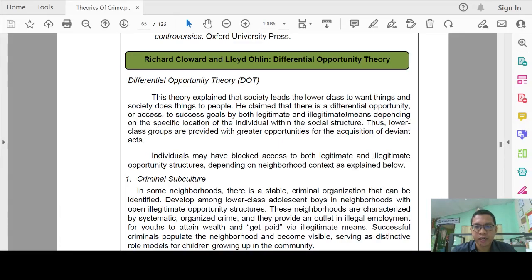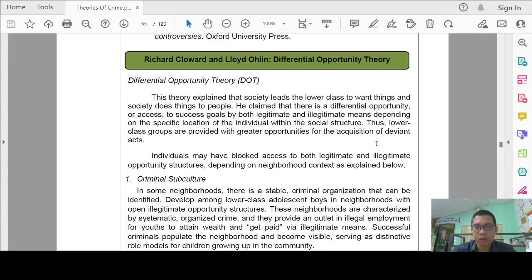explains that society leads lower class people to want things, and society does things to people. So he claimed that there is a differential opportunity, or when we say opportunity, it is the chance for an individual, particularly belonging to different social classes, to access success goals by both legitimate and illegitimate means, depending on the specific location of the individual within the social structure. So, the social structure represents the classes, no, the lower class, middle class, and the upper class. Thus, the lower class group are provided with greater opportunity for acquisition of deviant acts.